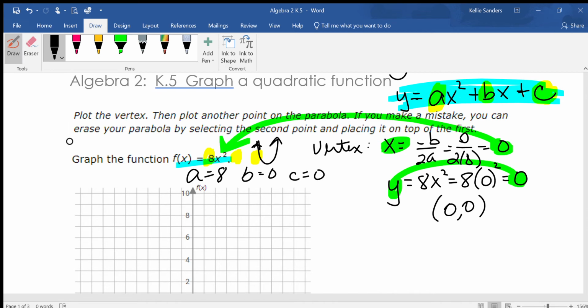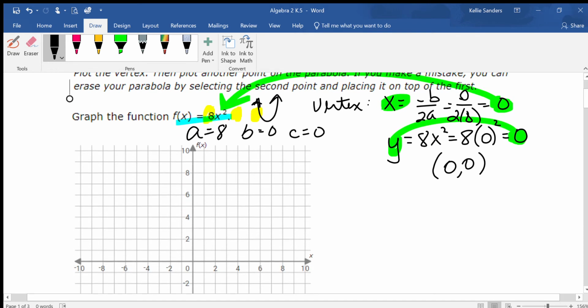Now let me show you this. So we're going to plot 0, 0. IXL is going to do that. And then we have to have one more point. If we have one more point, then we are going to be finished because IXL does everything else for you. So now we have to get another point.